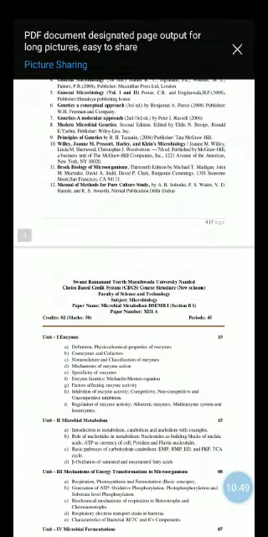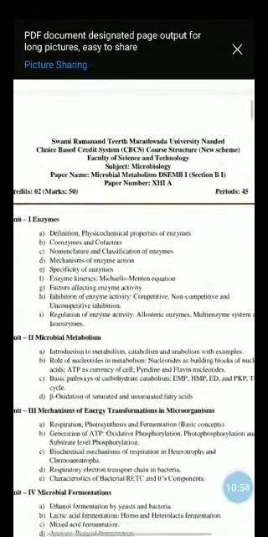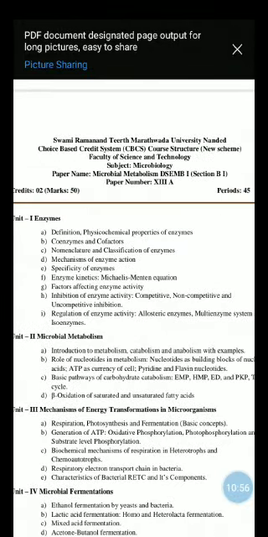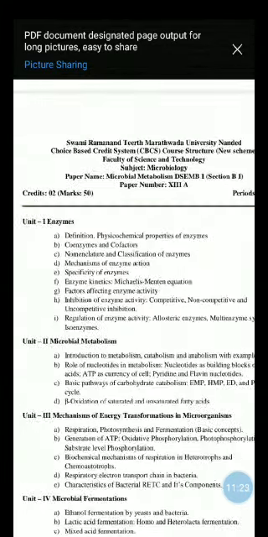Now we'll see the syllabus of paper number 13, microbial metabolism. Under microbial metabolism there are 4 units. Unit first, enzymes. Unit second, microbial metabolism. Unit third, mechanism of energy transformations in microorganisms. And unit fourth, microbial fermentations. Let us see the syllabus unit wise, one by one.